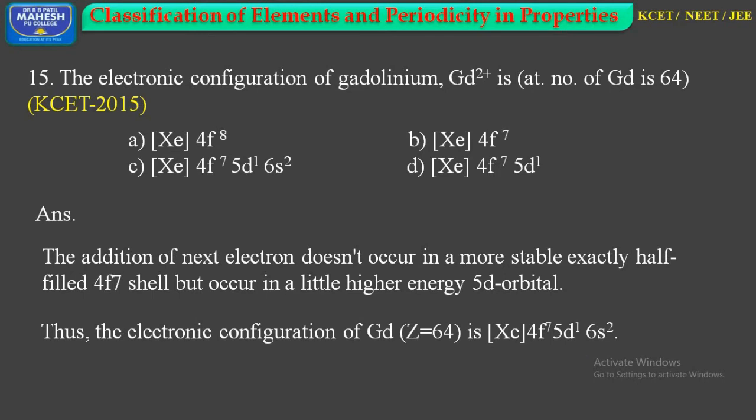orbitals. But students, in the question they are asking you about the gadolinium cation which is having +2 charge, meaning the removal of 2 electrons must happen, and these two electrons are removed from the 6s2 orbital. As a result, we get the electronic configuration as xenon 4f7 5d1. Option D is the right answer.